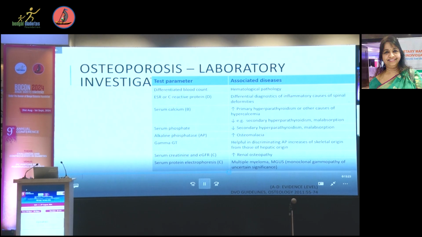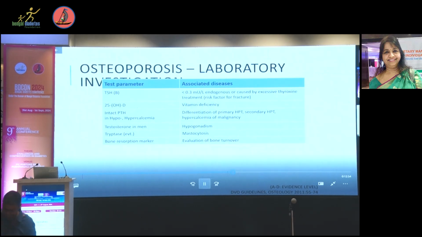I mentioned laboratory investigation. So a CBC, a calcium, and albumin. You can also look at a phosphorus, which can point to hyperparathyroidism, secondary hyperparathyroidism, malabsorption. I would also get renal function, because renal osteopathy is very, very common. And if the patient is also anemic, and if you have a suspicion, do get a serum protein electrophoresis to rule out a myeloma. If they're on thyroxine, definitely I would get a TSH, because suppressed TSH, especially in postmenopausal women, increases risk of bone loss.